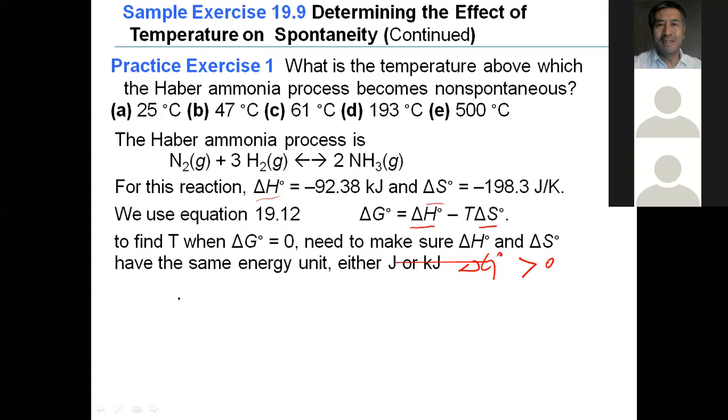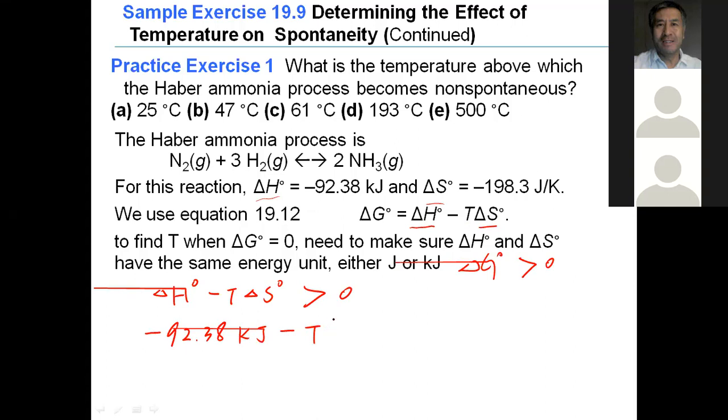So let's take this delta H, and we want this delta G larger than 0. Therefore, we write delta H naught minus T times delta S naught larger than 0. Then we substitute and make sure delta H and delta S have the same unit. So what you have is negative 92.38 kJ, then minus temperature, which we don't know.